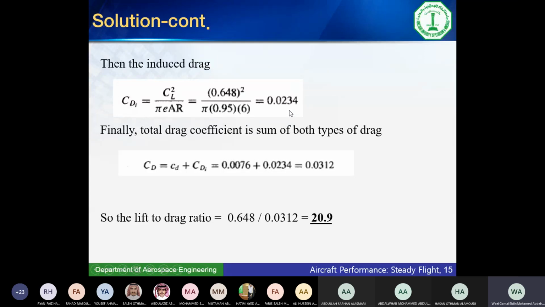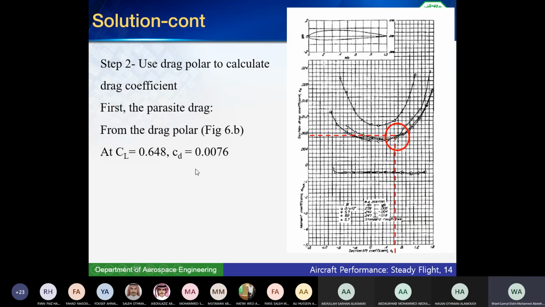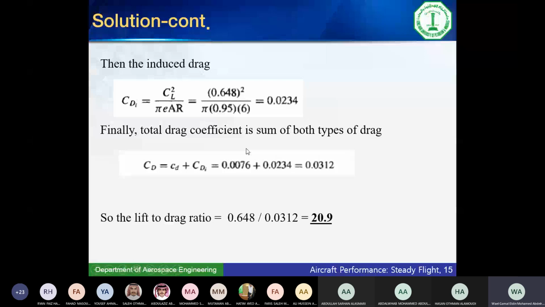Calculating induced drag turns out to be 0.0234, much higher than the parasite drag. You see this 0.023, and the parasite drag was 0.0076. So that's more than 3 times at least of the parasite drag. And that's because the wing aspect ratio is not very high.